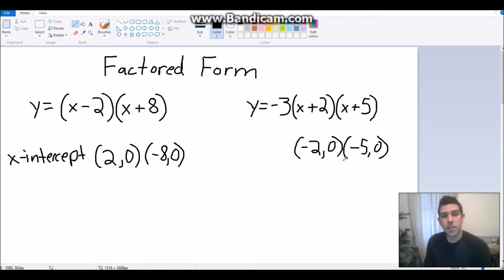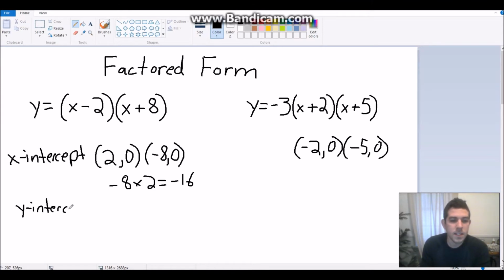Now what it can also tell you is the y-intercept. Standard form tells you the y-intercept pretty easily, but you can find it in factored form also. All you do is multiply the two x-intercepts. Negative 8 times 2 is negative 16. So that means our y-intercept is negative 16, which is 0 and negative 16, written as an ordered pair.